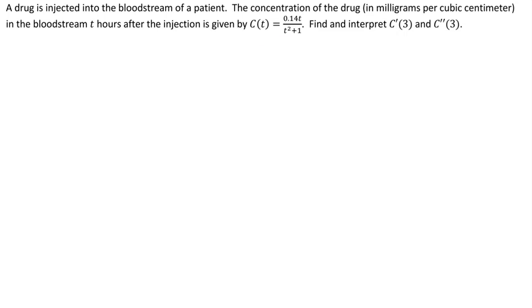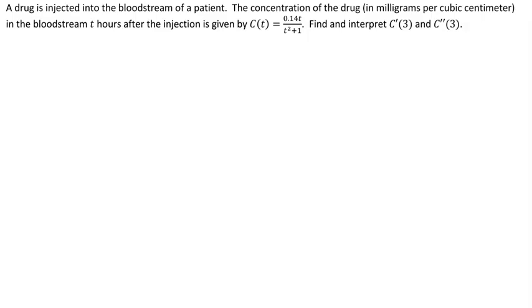Hi all, let's do one more example of a word problem involving a quotient rule. I think this is an especially good one because this asks for a first and second derivative. So we have a function that inputs the number of hours after an injection is given to a patient, and it outputs the concentration of the drug in their bloodstream. So we're supposed to find and interpret C prime of 3 and C double prime of 3.